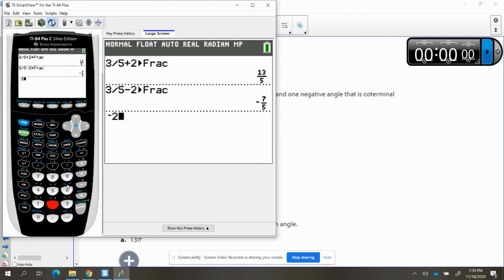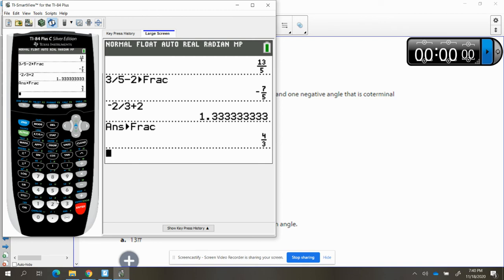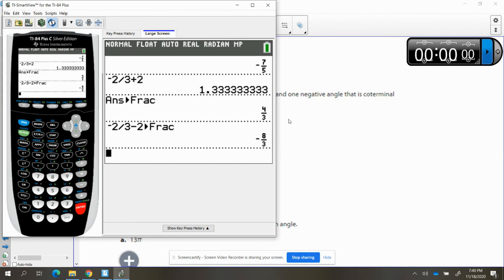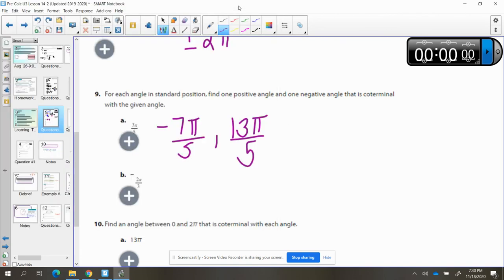Negative 2/3 plus 2. So we would have 4 pi over 3. We also can subtract from negative 2/3 the 2 pi, to get that negative coterminal value of negative 8 pi over 3. Okay, so the calculator is your friend when it comes to fractions, that math frac button.